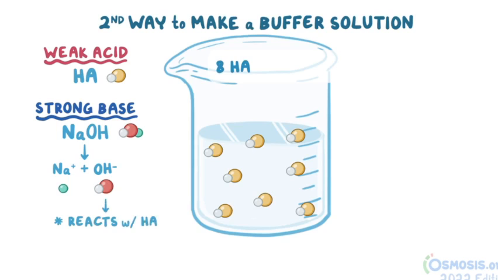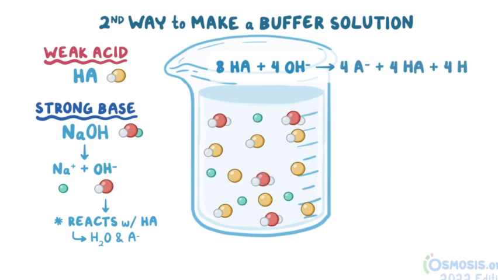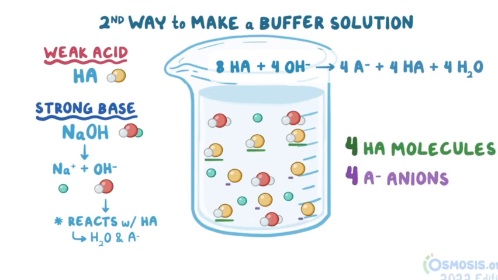OH- reacts with HA in an acid-base neutralization reaction to form H2O and A-. So, in the particulate diagram, if we pour in a solution that contains 4 particles of OH-, the 4 OH- ions will react with the 4 HA molecules to form 4 A- ions. So, after the acid-base neutralization reaction is complete, we're left with 4 HA molecules and 4 A- anions. Since we have equal amounts of HA and A-, we have a good buffer solution. Since we added 4 particles of OH-, we would also have 4 sodium ions in the solution.